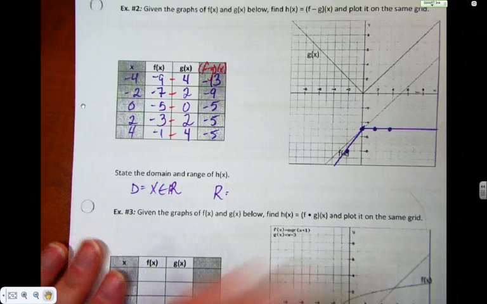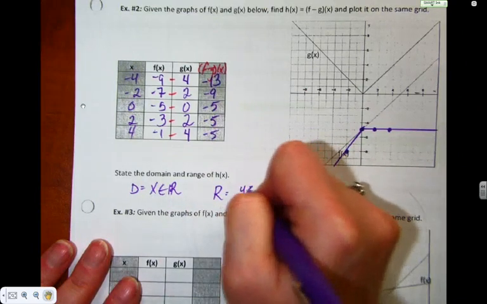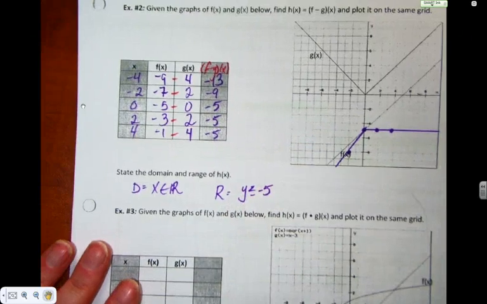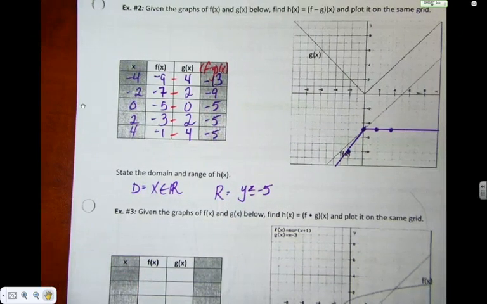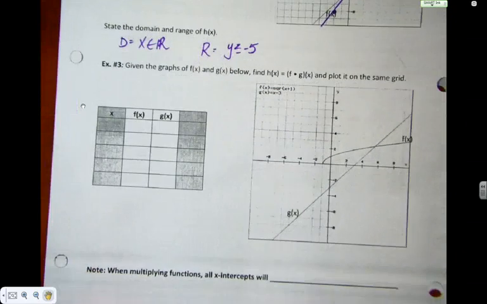Okay, so how do we say negative 5 down? Confirm. Okay, multiplication.